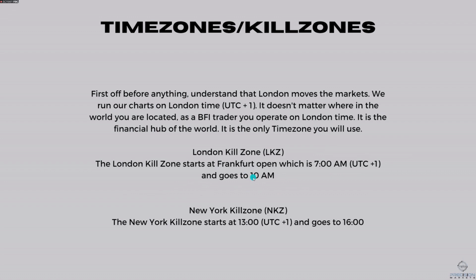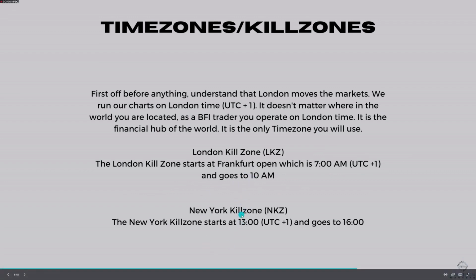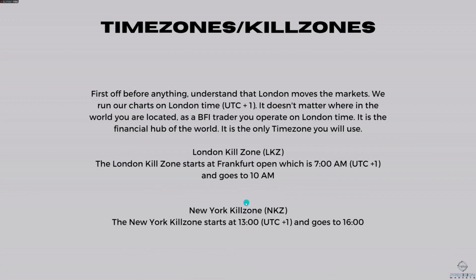Between 10 a.m. and 1300 is a bit of a lull where volume is lower. And in that lull, there's still trades, but there will be fewer high-probability trades due to the lower volume. So come in New York kill zone, which is an hour before New York, which is 1300 UTC +1, which is London time. And it goes till 1600.